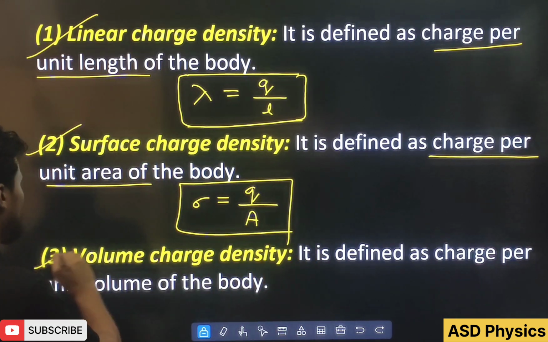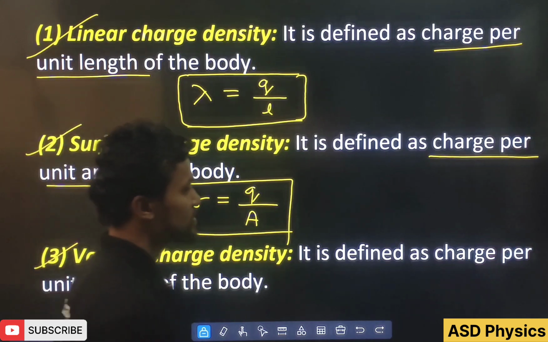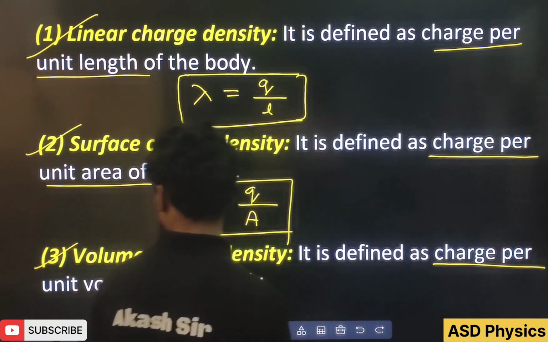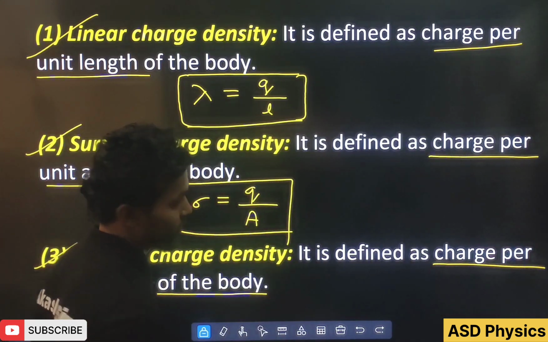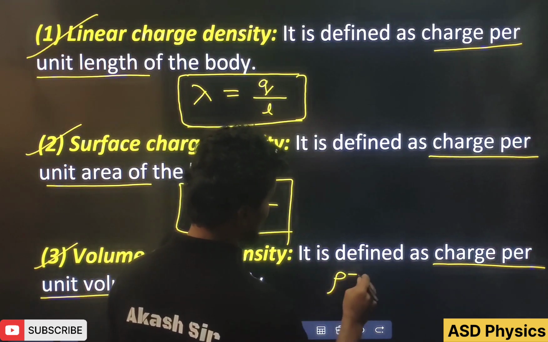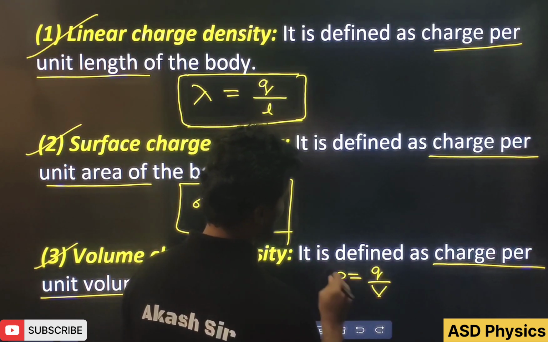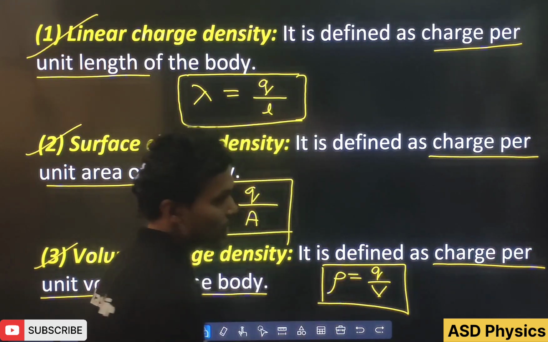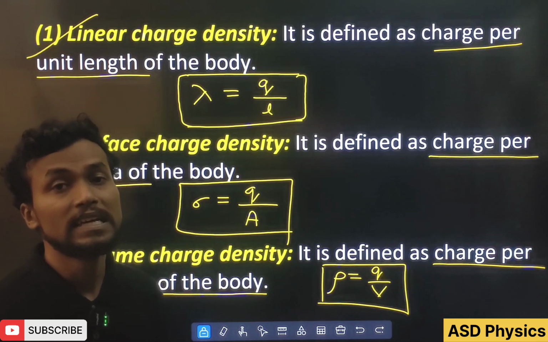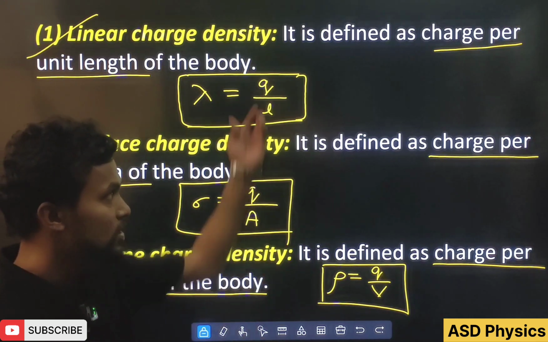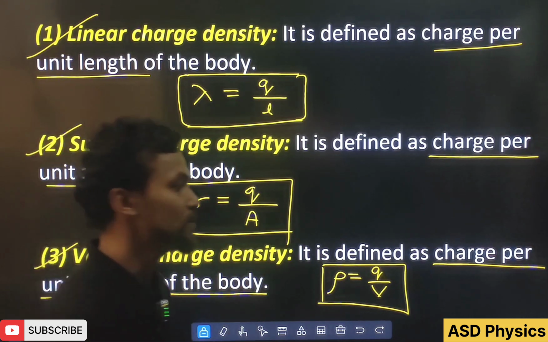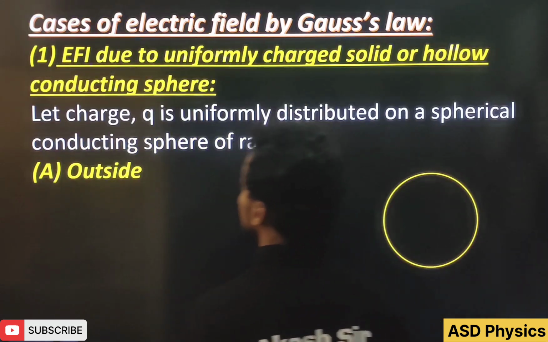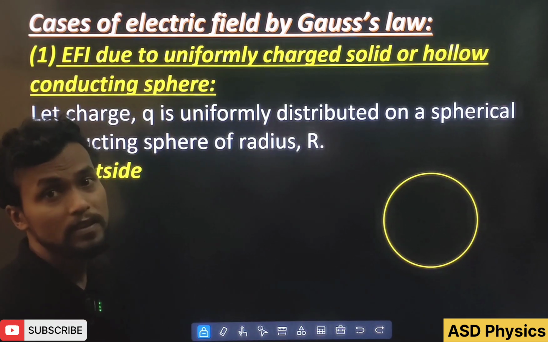Okay. Last one, volume charge density. What is this? It is defined as charge per unit volume of the body. Okay. And this one is represented by rho. And we will write here rho equal to Q by V. So depending upon the situation, whether we are dealing with the length, area or volume, we have to use one of the charge densities. Okay. Next one, students, we are going to see some cases of electric field by Gauss law.